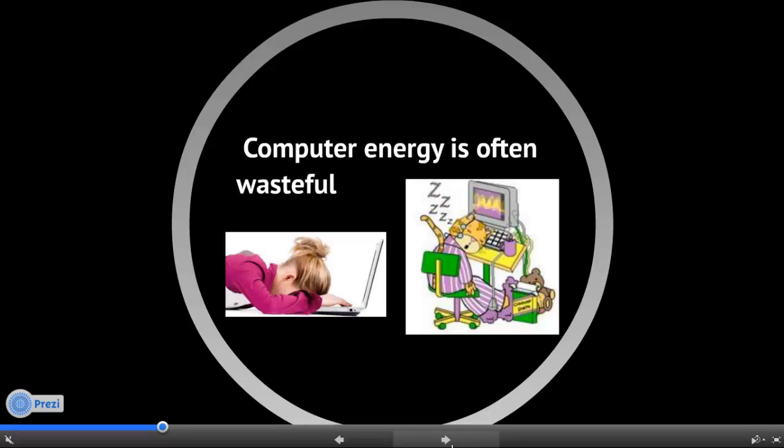Okay, so if you are not shutting down, or if you are not closing your computer when it is not in use, the energy is of course wasted. Think of it.